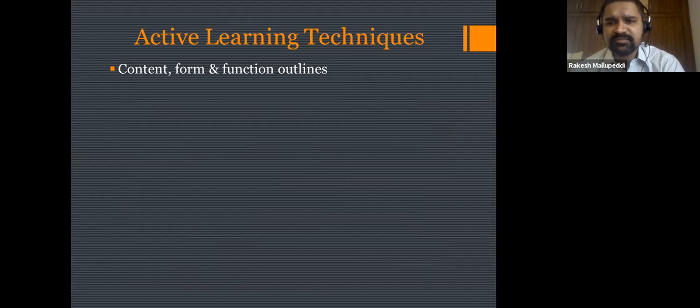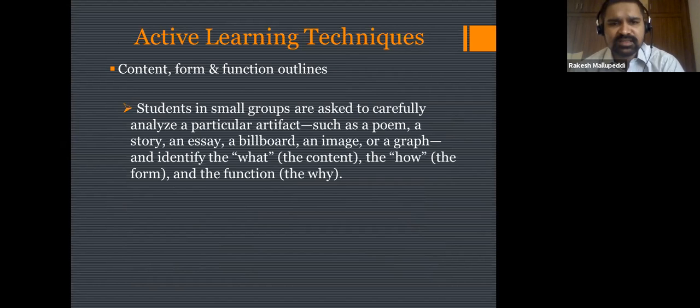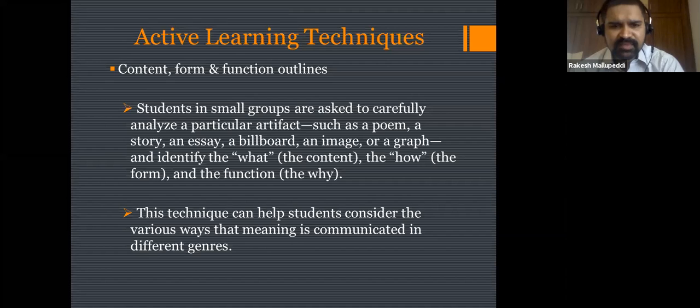Now, content, form, and function outlines. So again, you put students in small groups and have them analyze a particular thing, and identify the what, the content, and how, the form and function, the why. Again, you can use different variations of this. You can think of them, you can search for them in different ways.